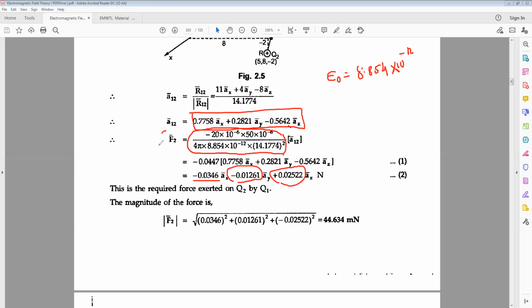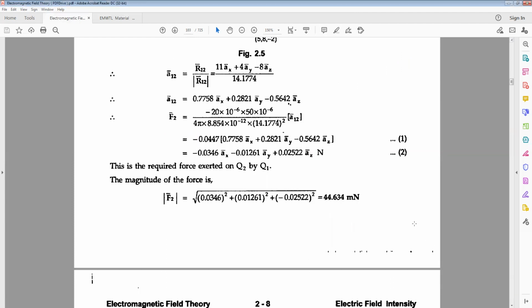They ask to find the force exerted on Q2 due to Q1. And its magnitude is, you can write the AX bar coefficient square, AY bar coefficient square and the AZ bar coefficient square under root. You'll get 44.634 millinewtons, because force is measured in newtons. Got it, my dear students?